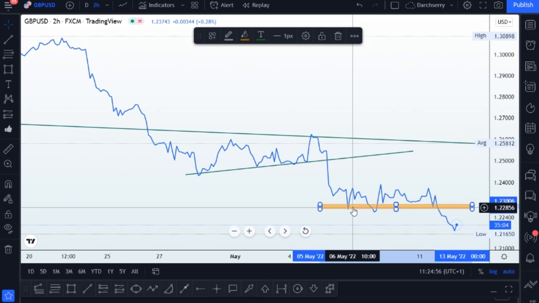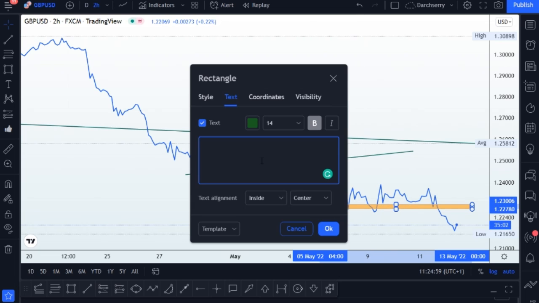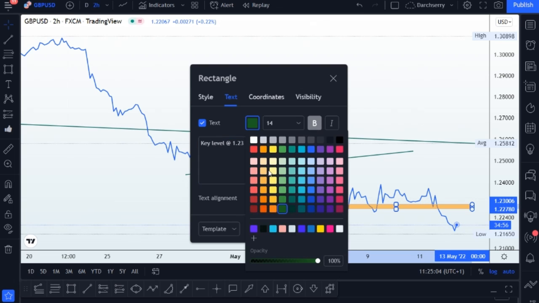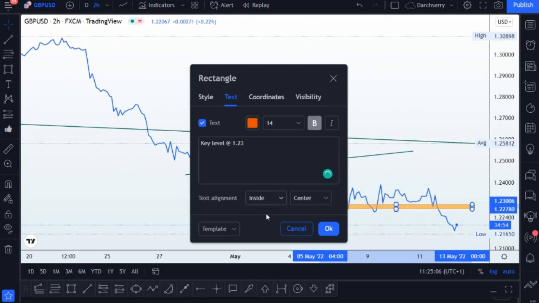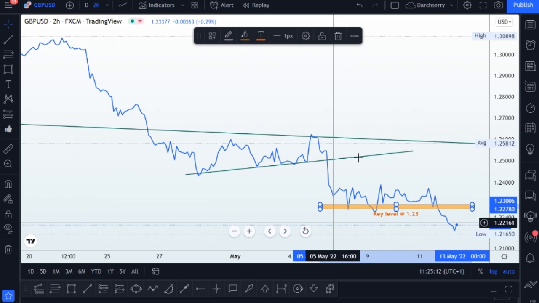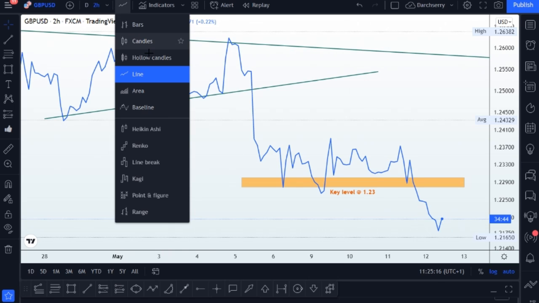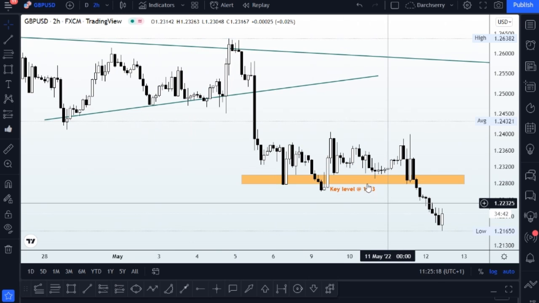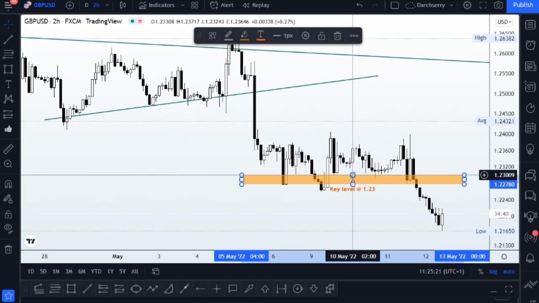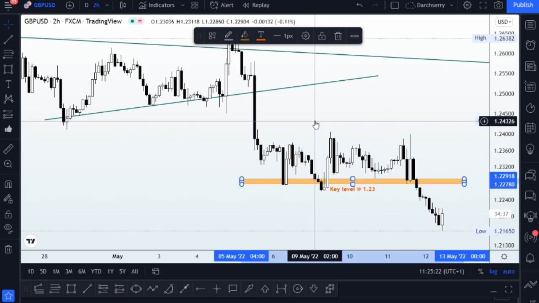So if we label this key level at 1.23, let's place it right at the top of this, and okay, let's place it at the bottom so that it's clear enough. So at 1.23 we have that key level to work with at this point. So like I said, if we want to be trading this, we want to be looking for selling opportunities.